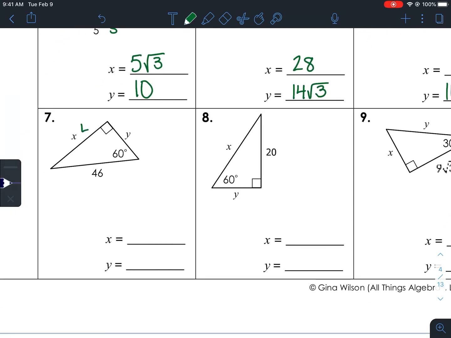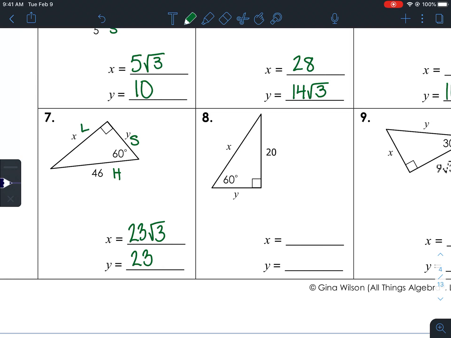Again, long side, short side, hypotenuse here. So hypotenuse back to short side, I'm going to divide by 2. So that's going to give me 23 for y. And then I'm going to take that 23 and multiply by the square root of 3.